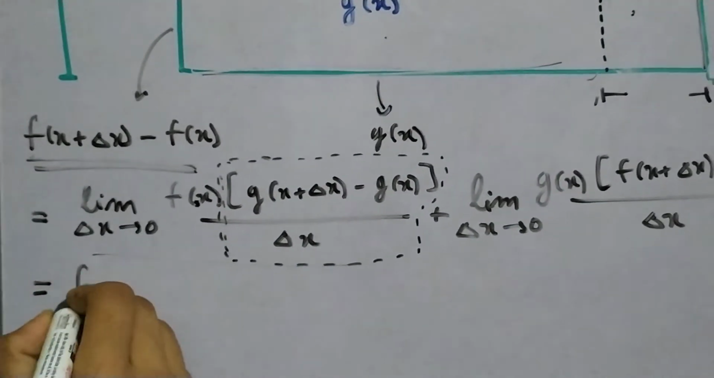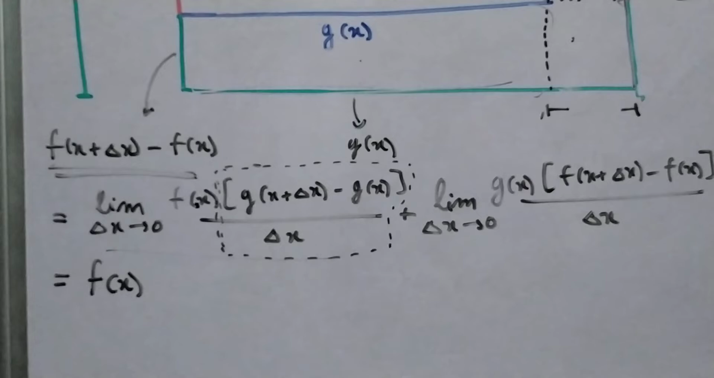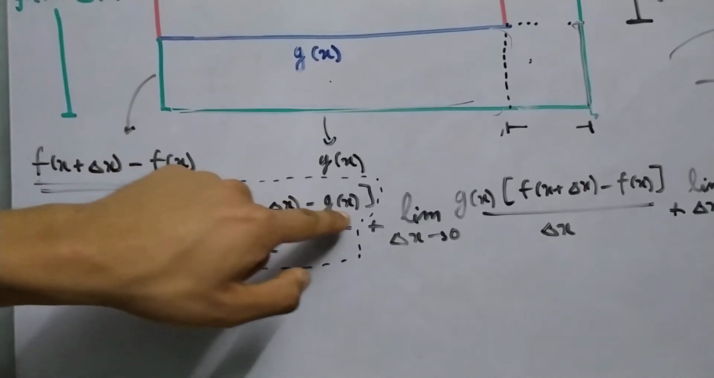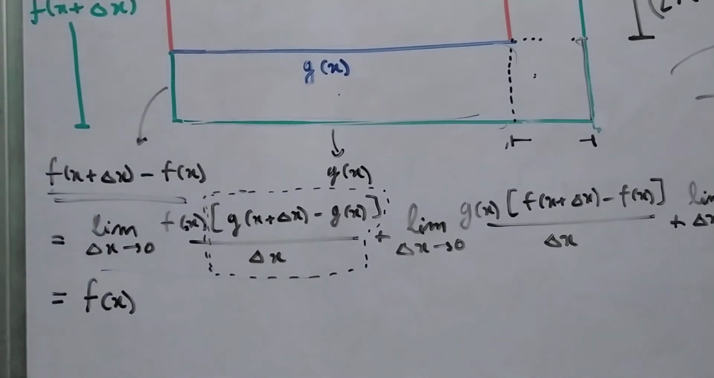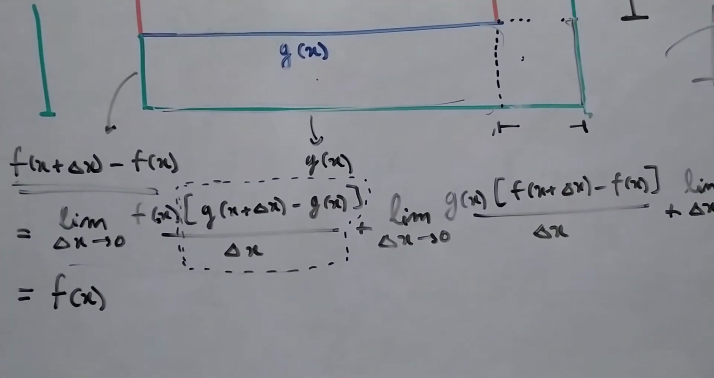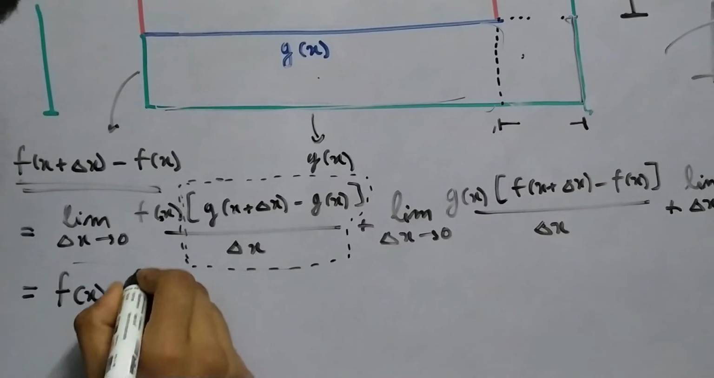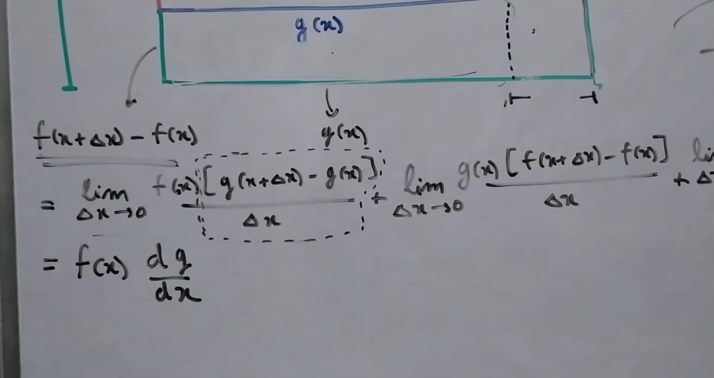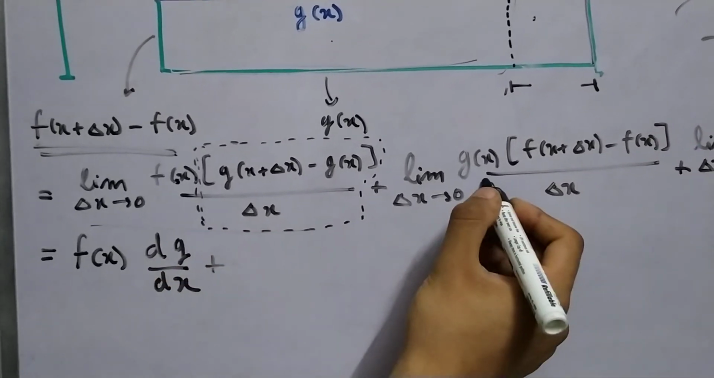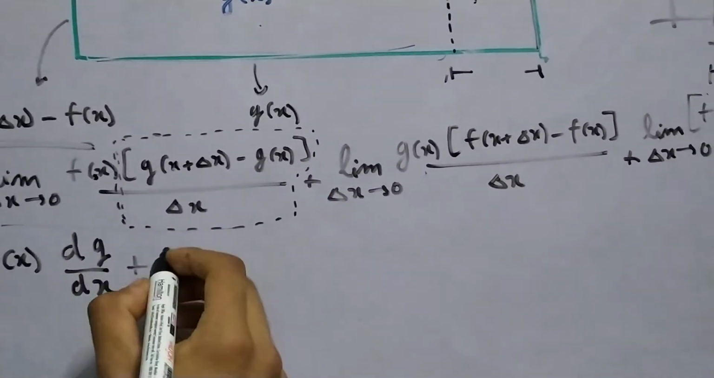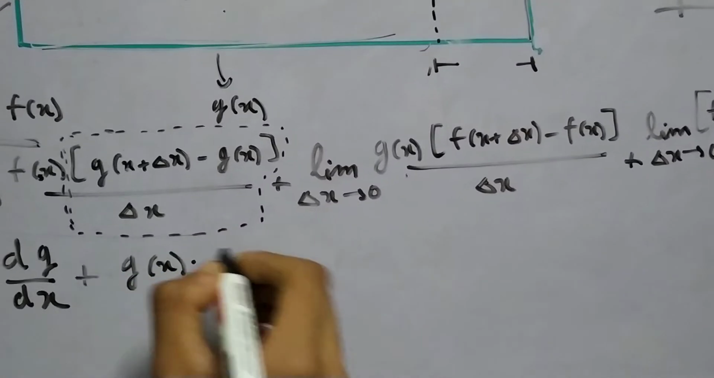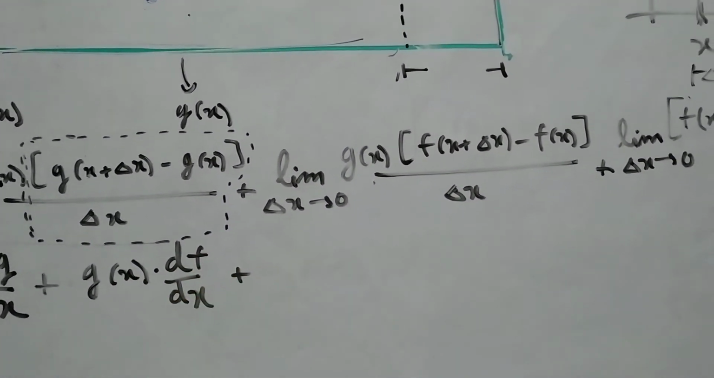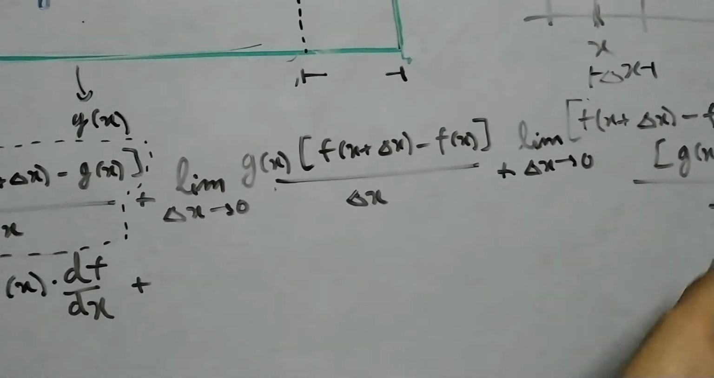So you just pull this out and you're left with the limit as delta x approaches 0 of g of x plus delta x minus g of x upon delta x, and this is your definition of a derivative. This will be your derivative of g with respect to x. Similarly, you can pull g out of this limit. You have g of x times df by dx, plus now we need to evaluate this limit.